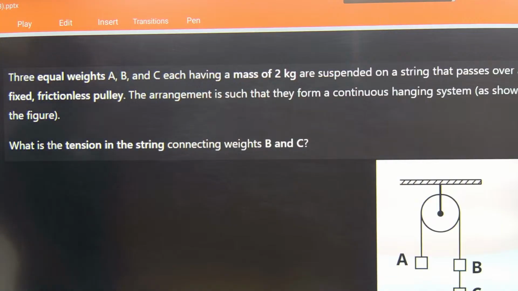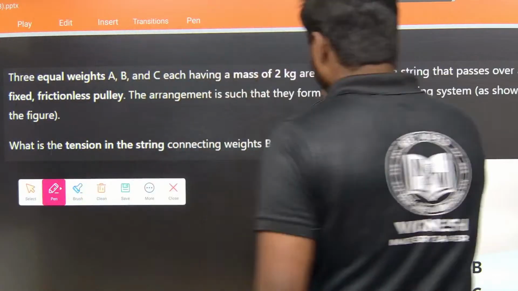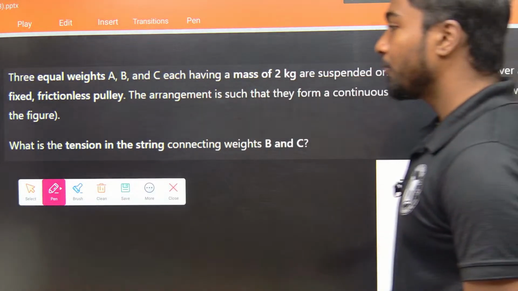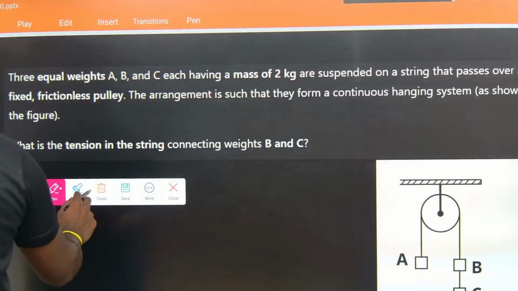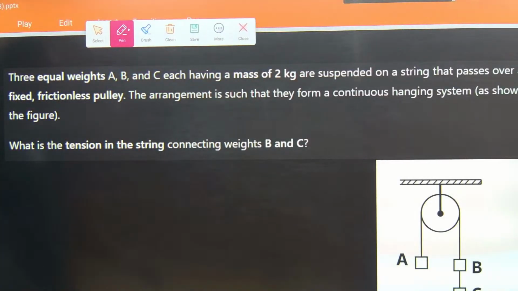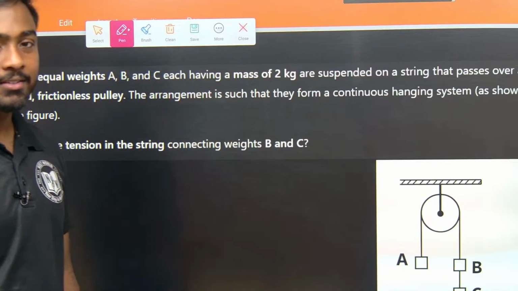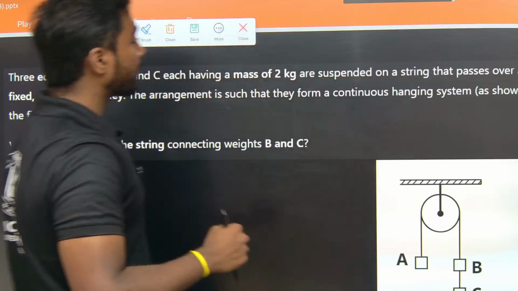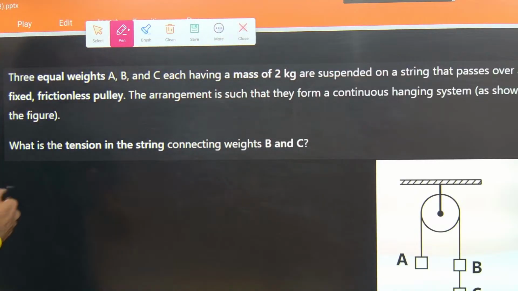Three equal weights A, B, C, each having a mass of 2 kg, are suspended on a string that passes over a fixed frictionless pulley. The arrangement is such that they form a continuous hanging system, as shown in the given figure. What is the tension in the string connecting the weights B and C? So I need to find the tension acting over here. Right, this is the question. So first we will draw the free body diagram.